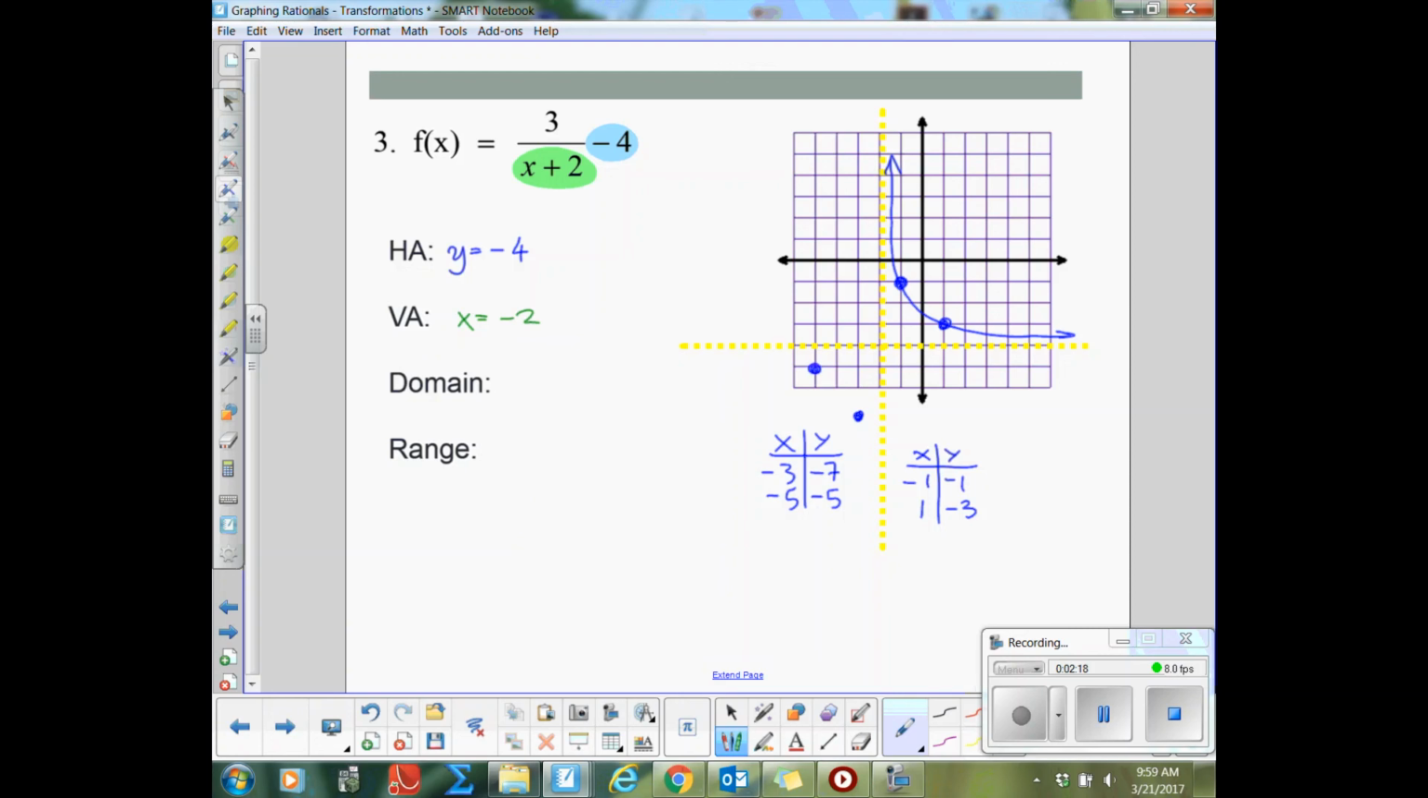And connect the dots. You should notice some symmetry with the amount of space the points are from the intersection of the asymptotes. Domain: negative infinity to the vertical, vertical to infinity. Range: negative infinity to horizontal, horizontal to infinity.